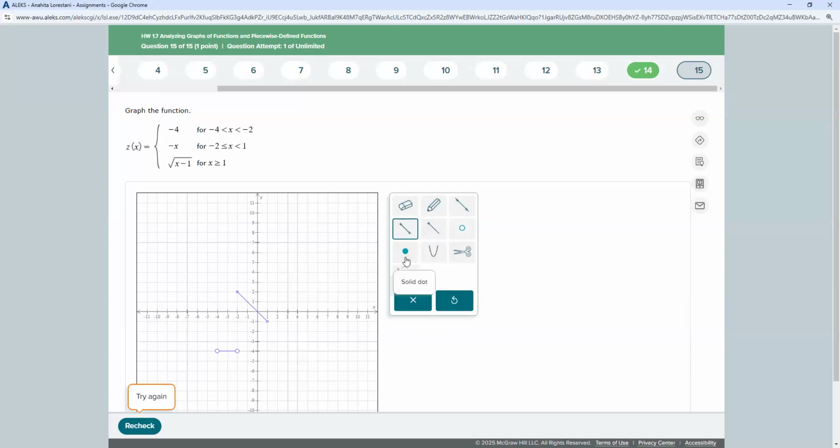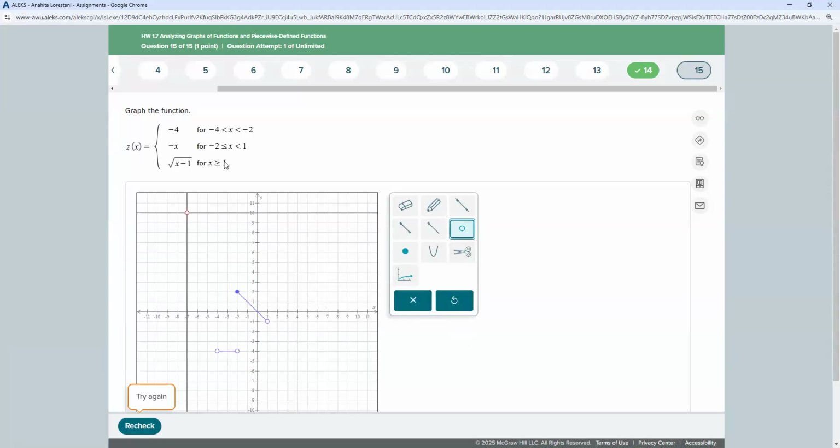I have to decide about the end. The end point for -2, because of this equal sign, I should make it a solid dot. For x is +1, I have no equal sign here, so it should be a hollow dot. A hollow point.